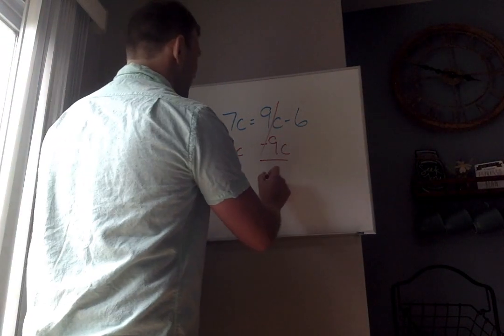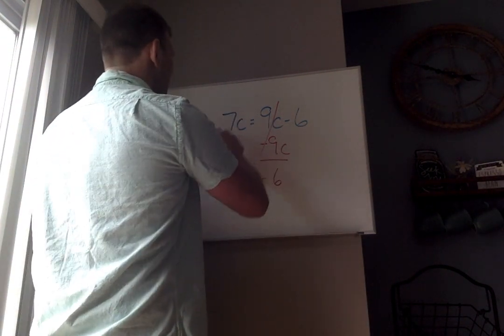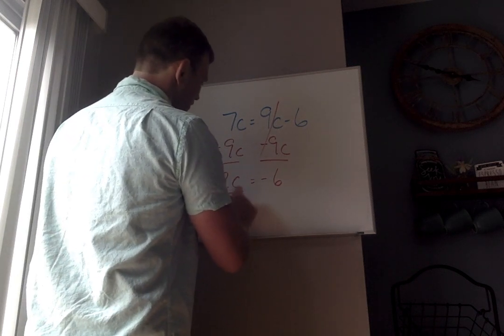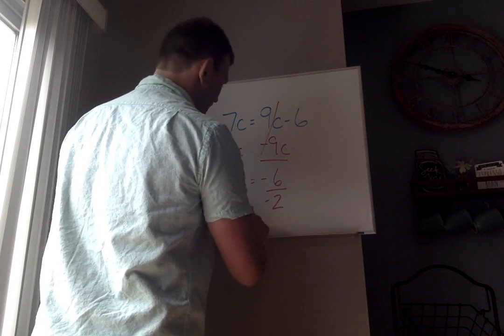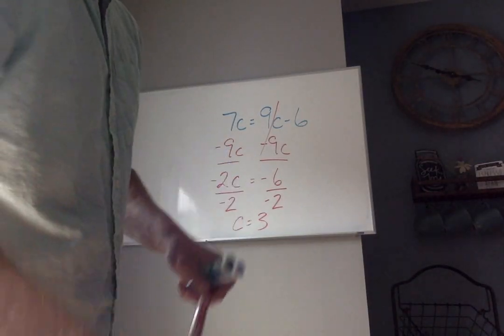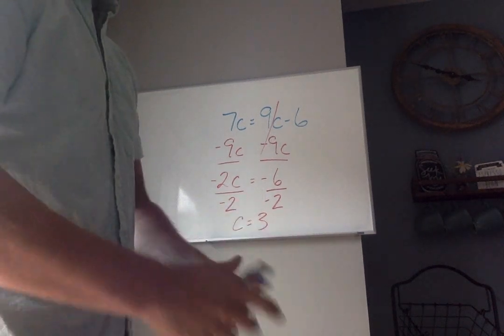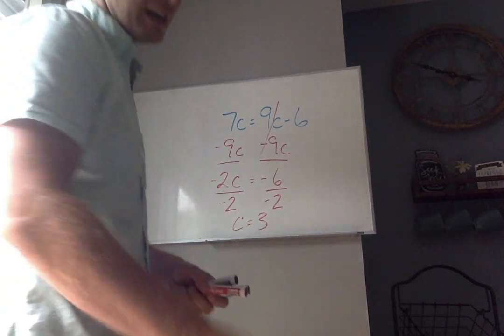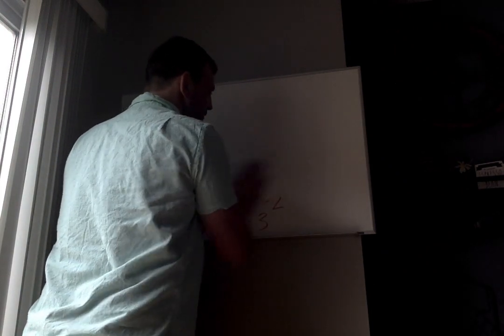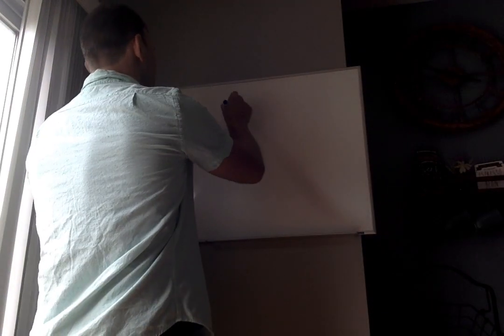So those cancel. I have negative 6 equals 7 minus 9, which is negative 2c. And then I divide by negative 2, and I get c equals 3. The whole goal of this is just to become comfortable with dealing with variables on either side, because your life's going to be a lot easier if you can deal with the variable on the right and on the left.